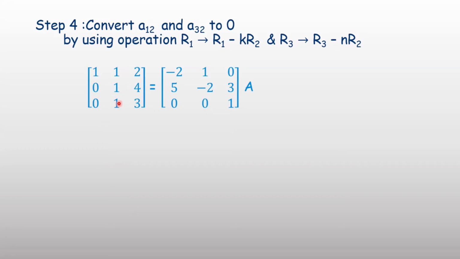Remaining two elements 0 with the help of 1. With the help of 1 means with the help of R2. That's very easy. You can write R1 replaced by R1 minus R2. You will get 0 here, and R3 replaced by R3 minus R2, again you will get 0 here. So note down, R1 replaced by R1 minus R2 and R3 replaced by R3 minus R2.